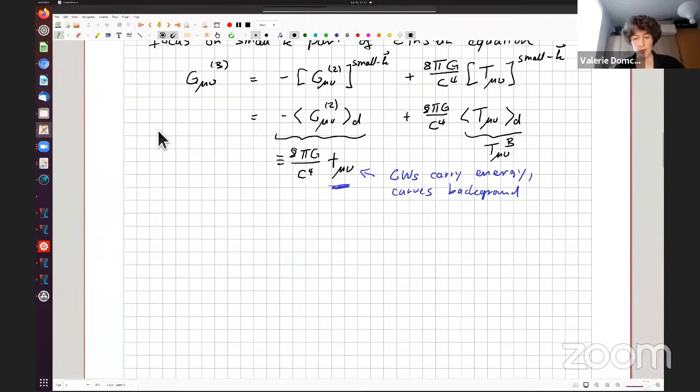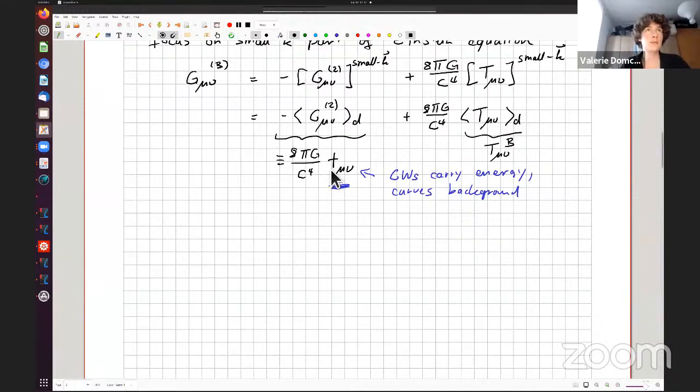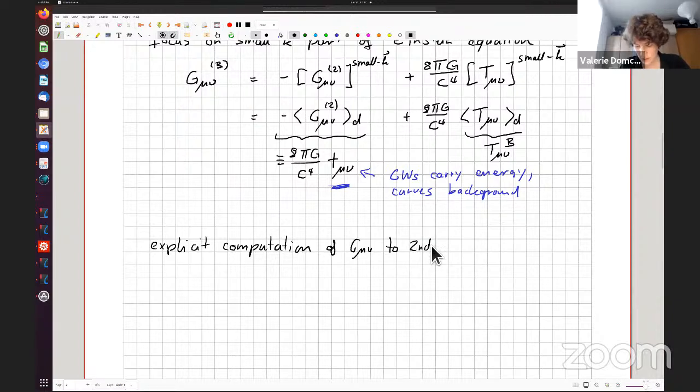Okay, so now the remaining task, which I want to do before the break, is to explicitly compute this T mu nu. So what we need to do is an explicit computation of G mu nu to second order in TT gauge.